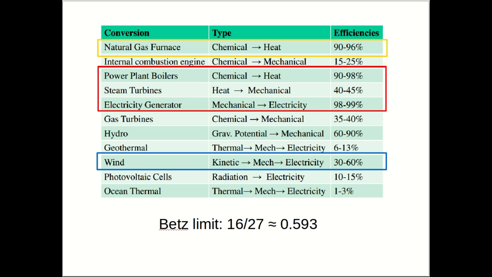So if we look at this table again, the natural gas furnace, which converts chemical energy stored in the natural gas into heat, also has a very, very high conversion efficiency, close to 100%. If you have an electric heater, which essentially converts electricity to heat, you will notice that it also has a conversion efficiency very close to 100%. So if the conversion from other forms of energy into heat is so efficient, why is the opposite conversion, for example from heat to mechanical energy in the steam turbine, much lower?